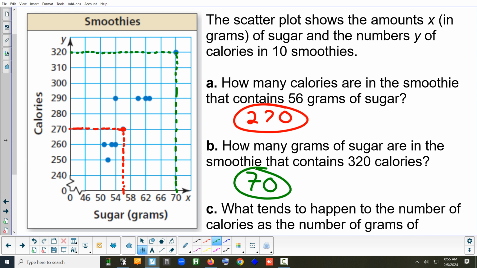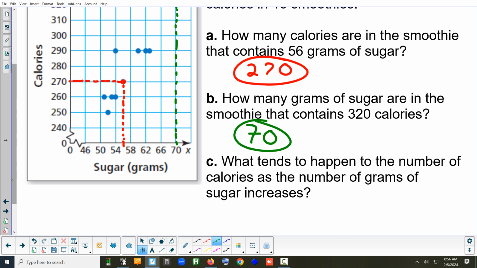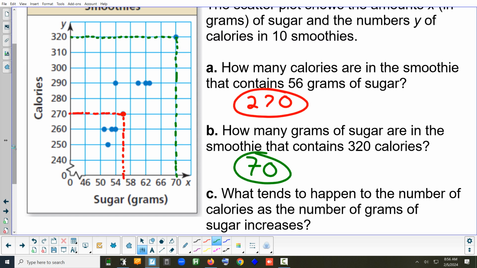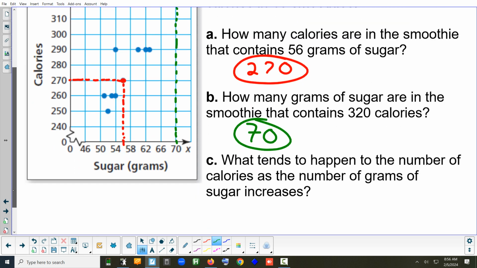And now part C is kind of like the conclusion about what you think is happening. So what tends to happen to the number of calories as the number of grams increases? So as the amount of sugar goes up, what seems to be happening to the number of calories? It also goes up. It also goes up, yep.